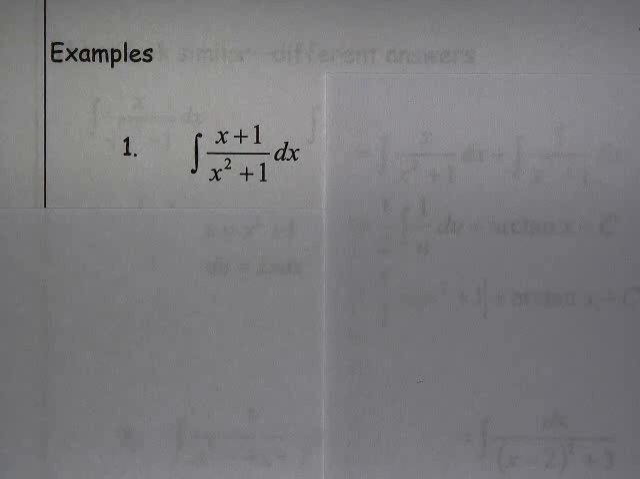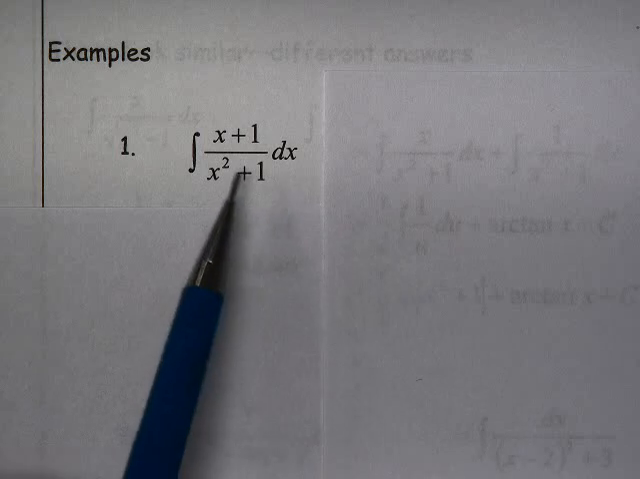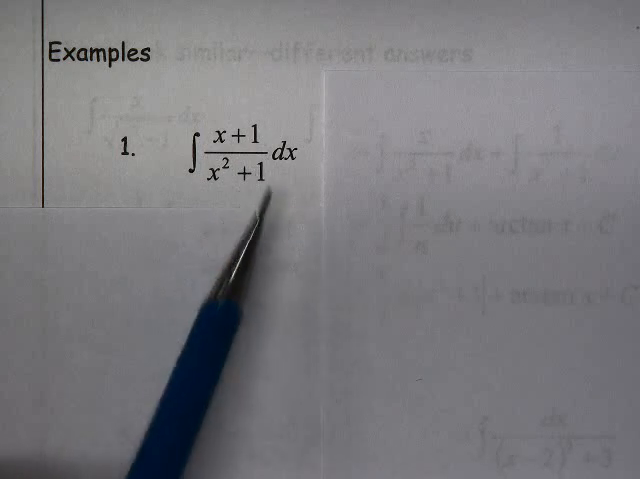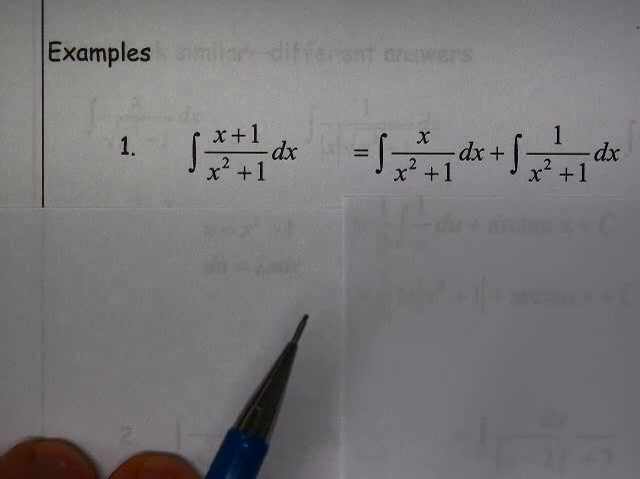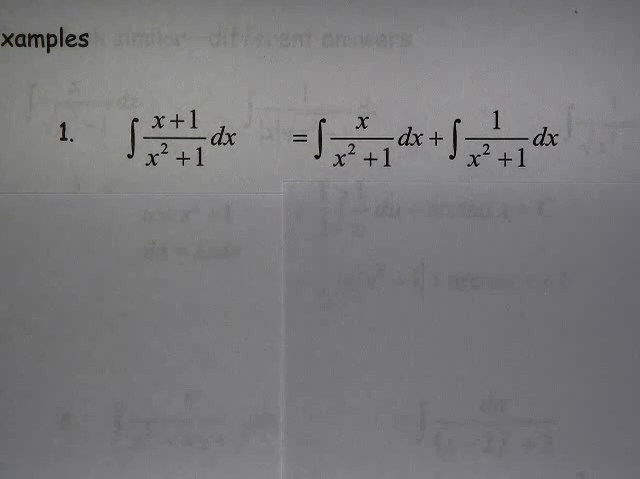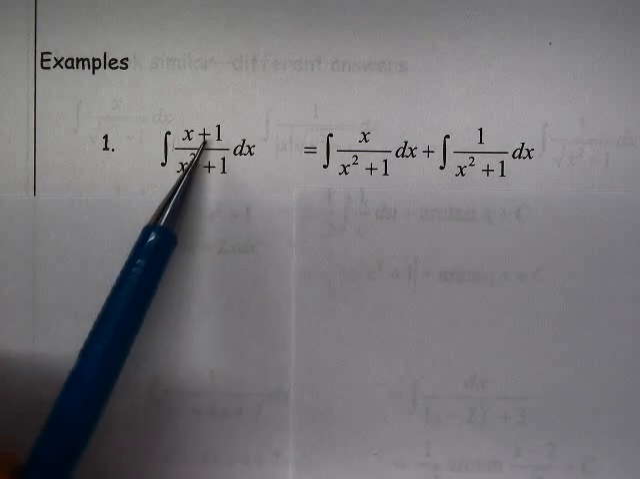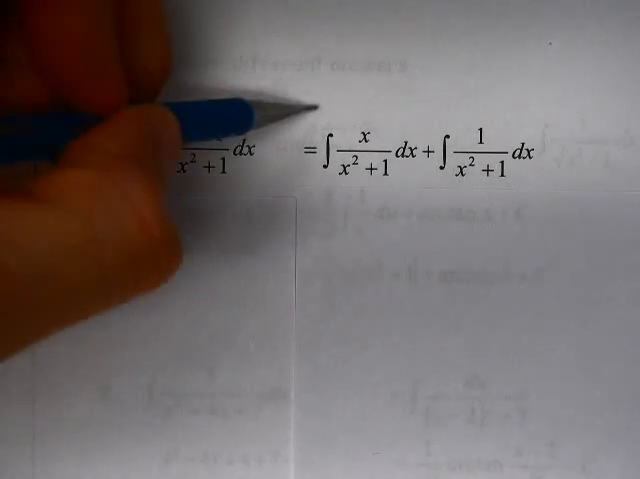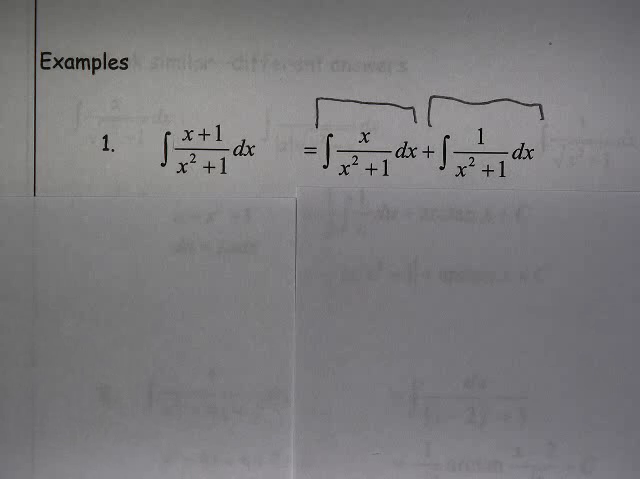Our first example is an integrand that has a sum or difference in the numerator. So we're going to follow that first suggestion and break it up into two parts. We break that x plus 1 into x over x squared plus 1, plus 1 over x squared plus 1. Now we have two different integrals to do, and we basically have to deal with them separately.